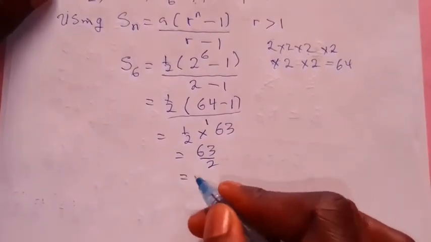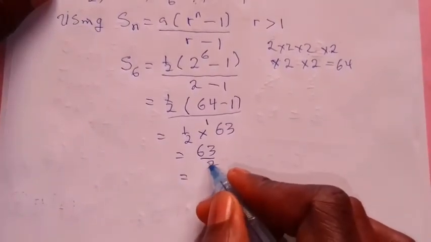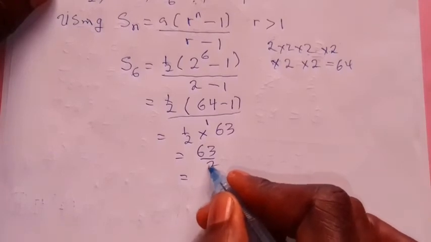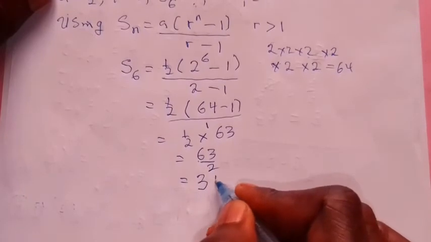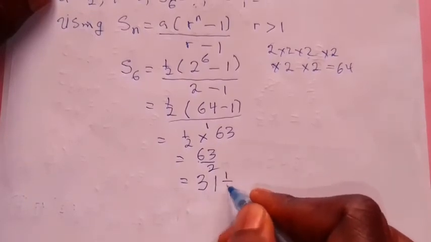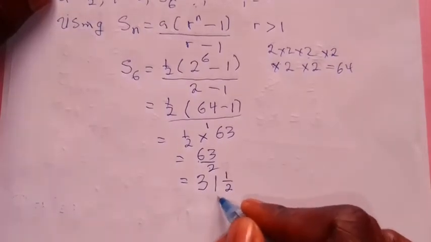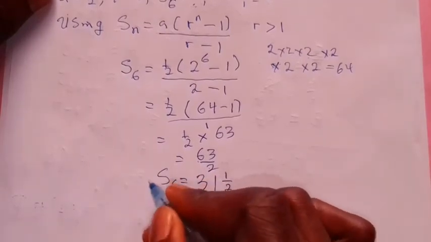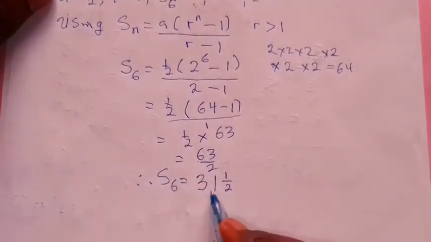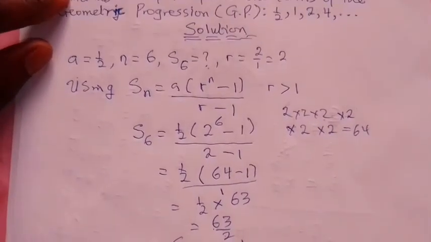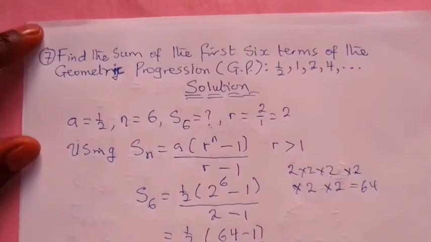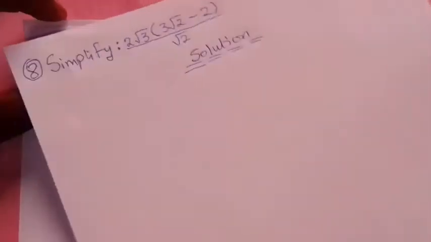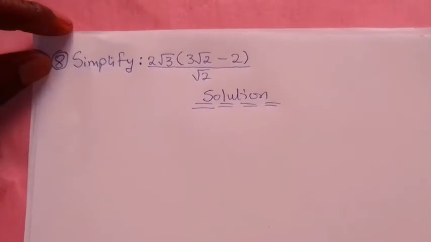Now, if you don't want to leave the answer this way, we can still break this down from an improper fraction by saying 2 divide into 63. 2 into 3 is 1, which is 2, remainder 1, so 1 upon 2. So your answer here, finally, for your sum of the first 6 terms of the GP is 31 and half. I believe this question and the way the solution is given is quite easy for you to understand. Now let's quickly take the final question for today.